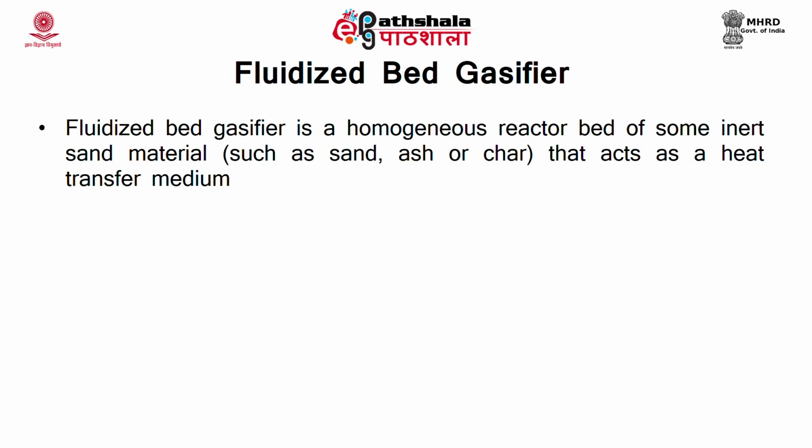It is a homogeneous reactor bed of some inert sand material. Usually high alumina refractory sand is used as bed material, or you can use ash or char, which acts as a heat transfer medium. This bed material acts as the heat transfer medium and fluidization is carried out using air or gas. Usually ground or pelletized biomass having uniform size is used in these gasifiers. The fuel is introduced in the inert bed material. Air is introduced through an air distributor at the bottom of the bed in the reactor. The bed material transfers heat to the fuel and blows reactive agent through a distributor plate at a controlled rate.